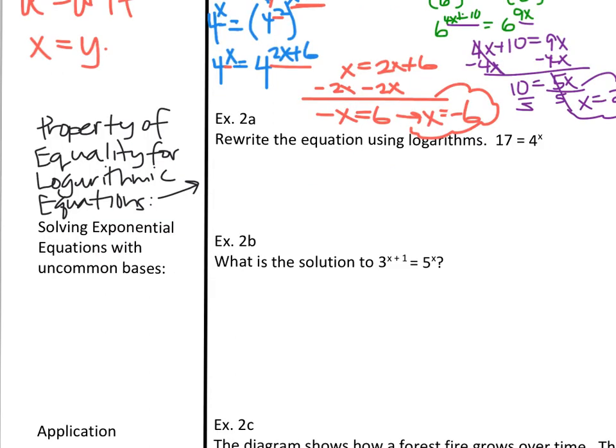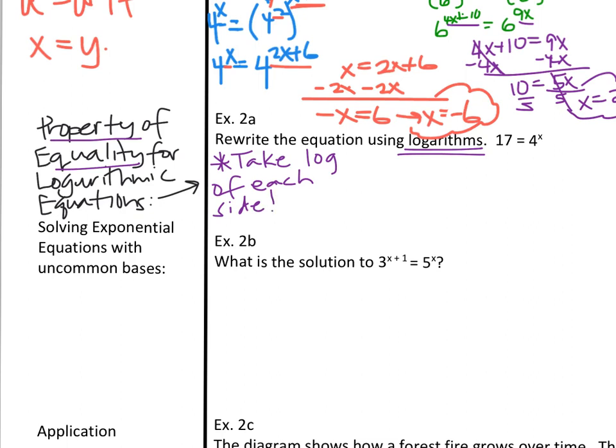Sometimes when solving these equations, it's not possible to find a common base, so we use that change of base formula. Along with that, we can apply what's known as the property of equality for logarithmic equations. For the example on the right, it says rewrite the equation using logarithms. What we can do with an equation that's exponential is just do the same operation to each side. That means I'm just going to take the log of each side, and that's applying that property of equality. What you do on one side, you do to the other.